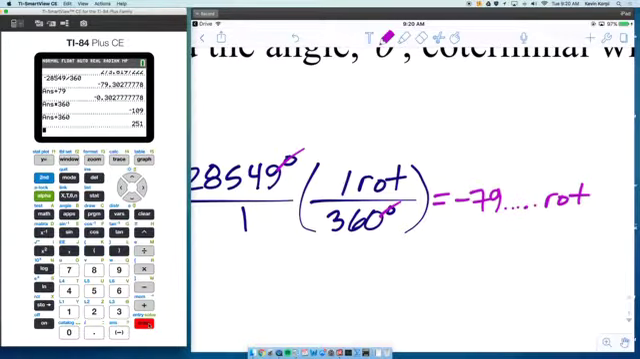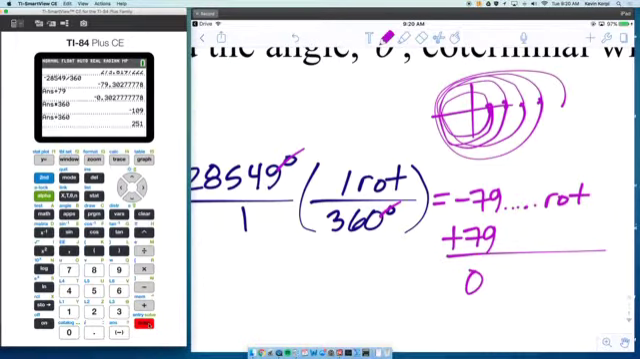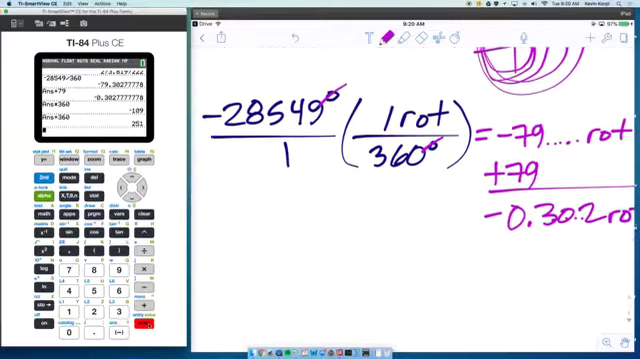Yes? Then I added back the full rotations, because full rotations don't really matter to me, because that just gets us right back to our starting point. I want to know then, when I ultimately stop, without going all the way around, where do I land? So if you add back 79, you get negative 0 point blah, blah, blah, whatever it was, 302. And the units on that are now rotations. So let's come back over here and go negative 0.30277, blah, blah, blah, rotations, divided by 1.